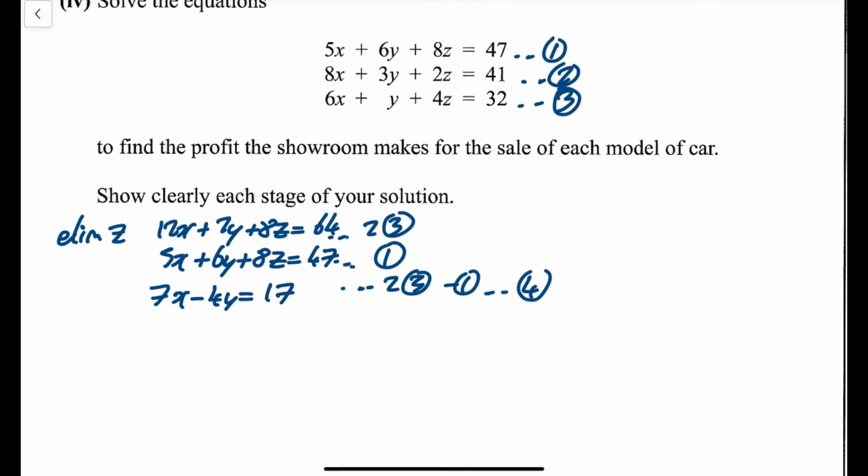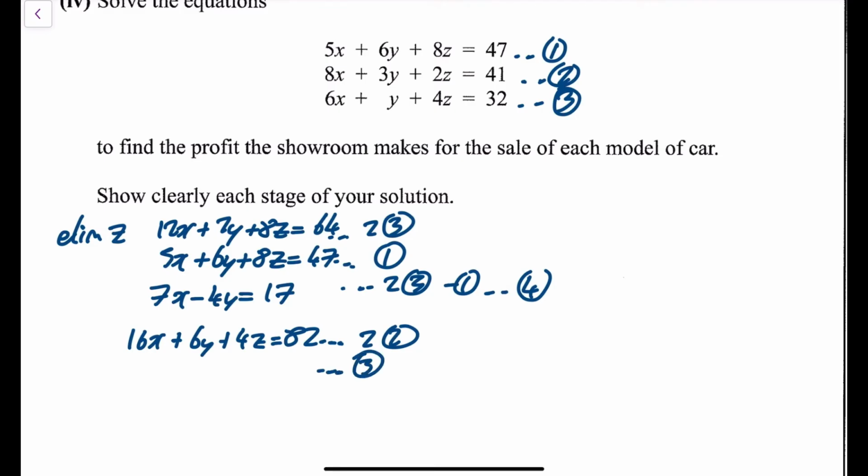So I've got one equation here with 2 unknowns. I need to eliminate z from another set of equations as well. So what I'm going to do is multiply my second equation by 2, which would give me 16x plus 6y plus 4z is equal to 82. And then I'm going to take away my equation 3.